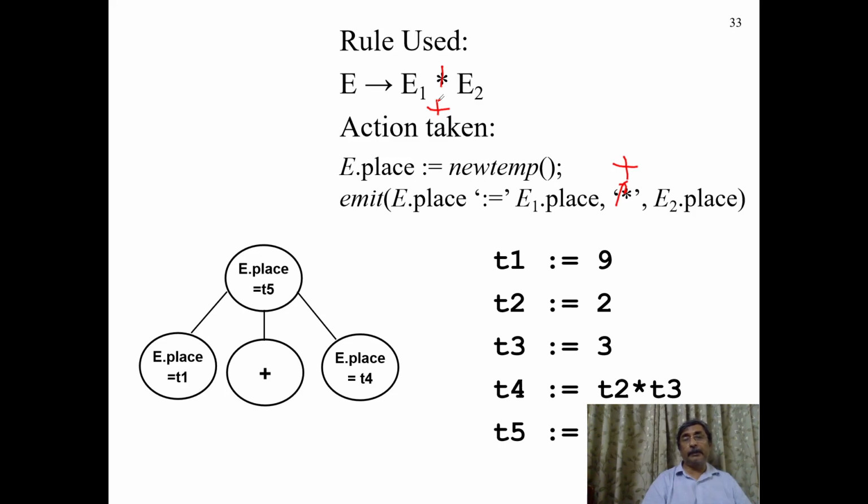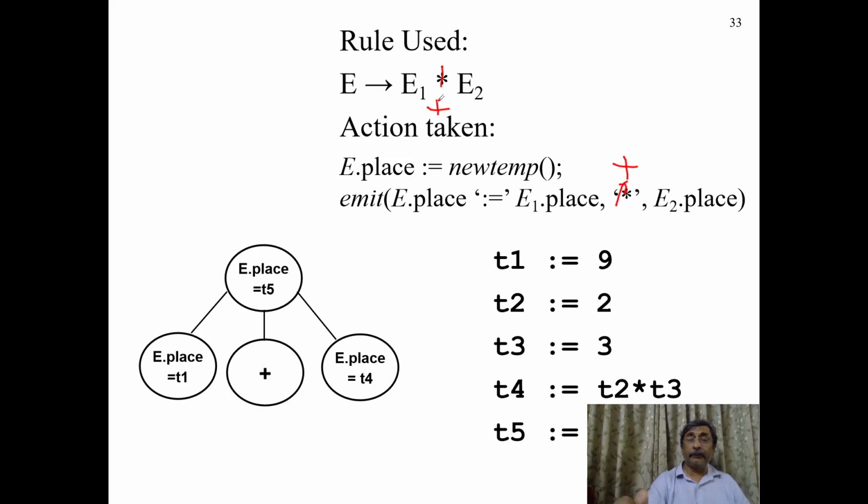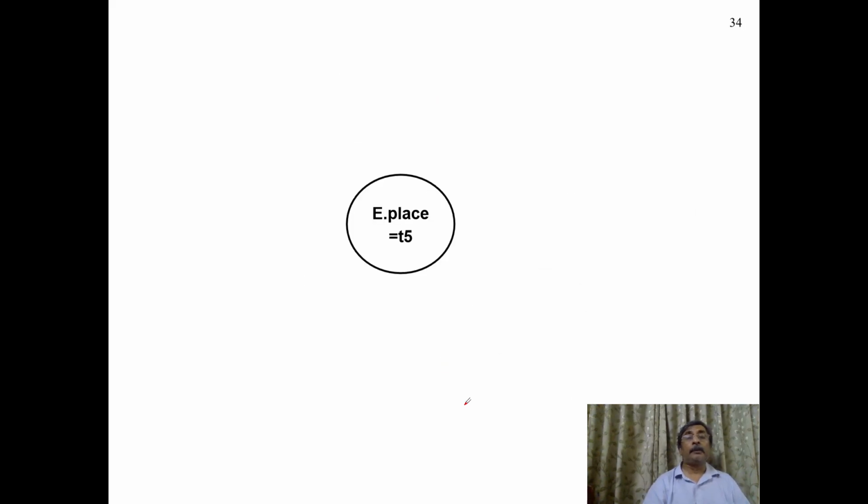So that is, I think, all that we had to talk about today. You see, this entire code is written for that particular expression, and the final result is obtained at T5, which I remember. And maybe this E.place is a part of a bigger subtree, right?